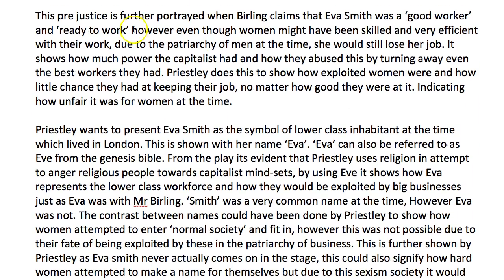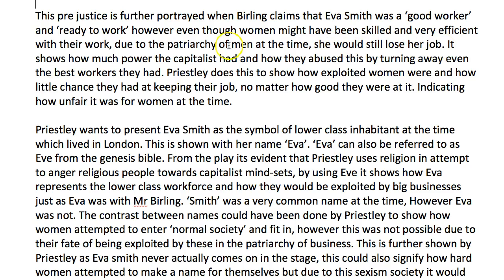This pre-justice, that doesn't really make sense to me, I'm not really sure what you mean, is further portrayed when Birling claims that Eva Smith was a good worker. So I think probably you mean injustice, and ready to work. However, even though women might have been skilled and very efficient with their work, due to the patriarchy of men at the time, she would still lose her job.